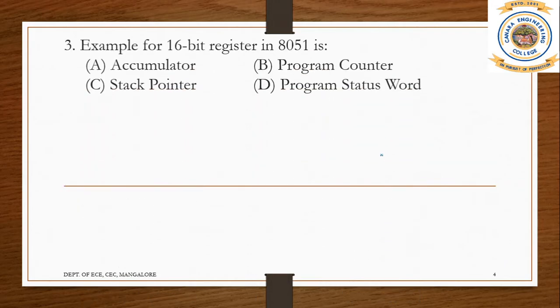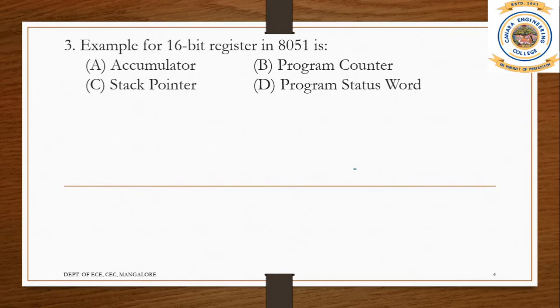Next you are asked for an example of a 16-bit register. From the given options you should be able to identify which is the 16-bit register in the 8051 microcontroller. Here we have option A as accumulator. Accumulator is an 8-bit register which is extensively used for arithmetic operations. So usually most of us will be thorough with it.